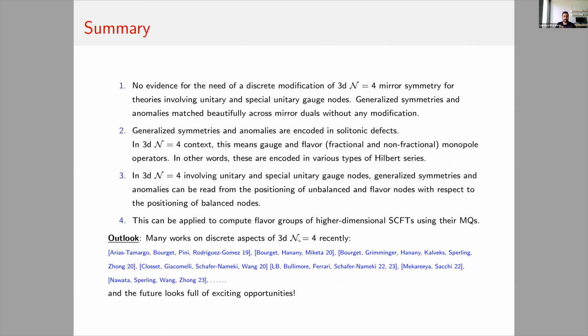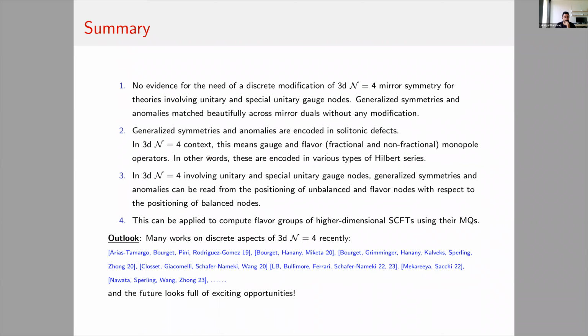The second point is that these generalized symmetries and anomalies were computed using the monopole operator. So they could have been observed in the Hilbert series using the standard monopole formula, but with various different kinds of Hilbert series that count non-genuine operators as well. The general imprint of that was that in general theories, with or without supersymmetry, in general dimensions, generalized symmetries and anomalies can be encoded in solitonic defects. In the special case of 3D N=4, the solitonic defects are vortices and monopoles, so it can be captured in all of these nice things that we have studied.